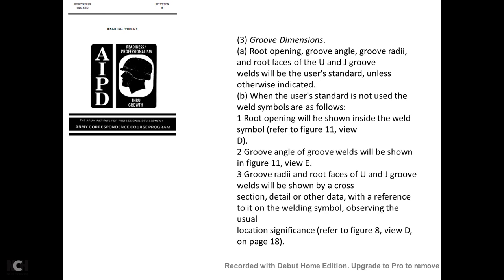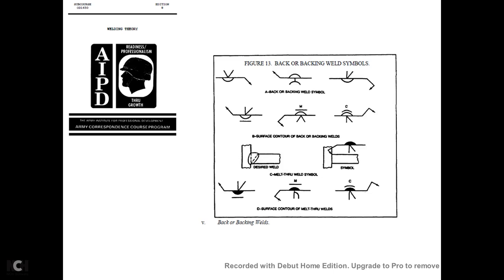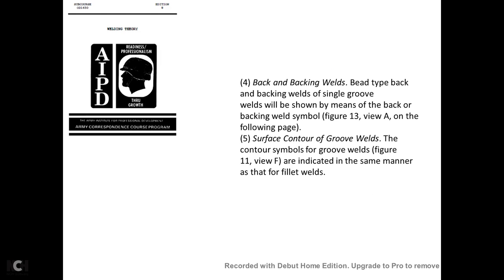Groove weld shown to be across the section. Detail other data in the reference to the welding symbol. Observe each at location and significance. Backing and backing welding symbols. A shows the back and the backing welding symbol. B shows the surface contour of backing and the backing welds. C shows a melt-through weld symbol, and D shows the surface contour of a melt-through weld.